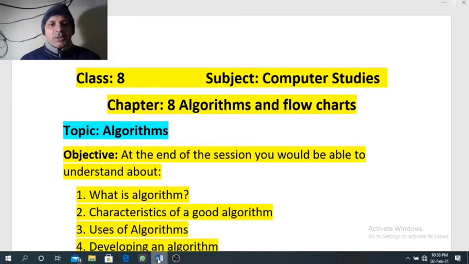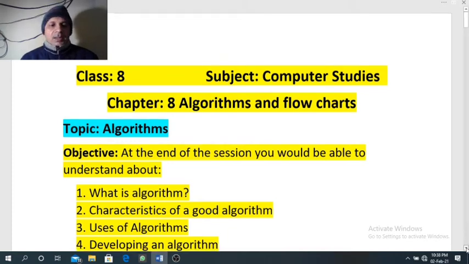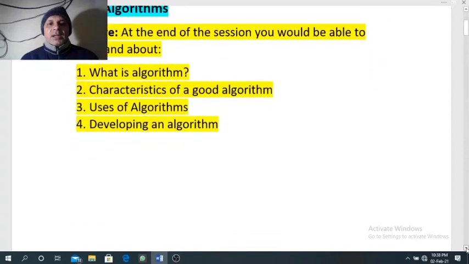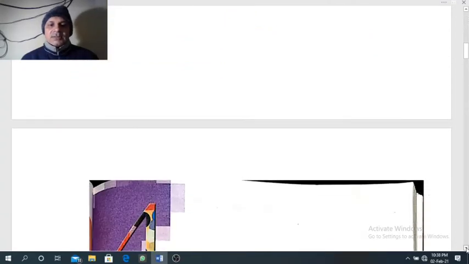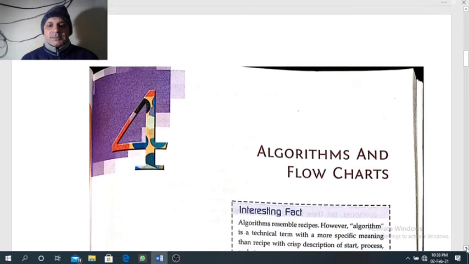Today we are starting a new chapter, algorithms and flowcharts. In today's video we will cover algorithms and in the next video we will cover flowcharts. So today we are going to study what is an algorithm, what are the characteristics of a good algorithm, uses of algorithms and how to develop an algorithm. So without wasting time, let us start our topic.